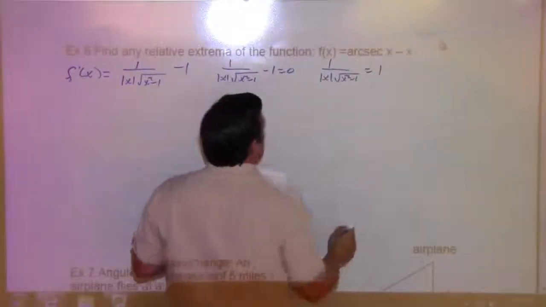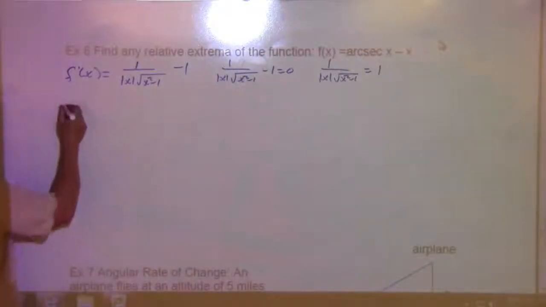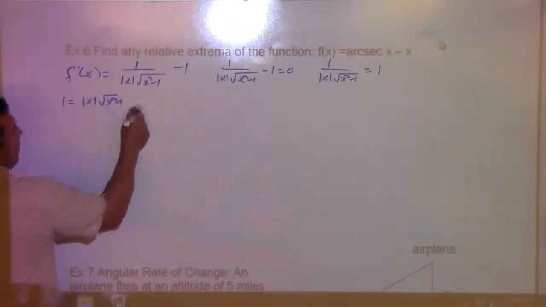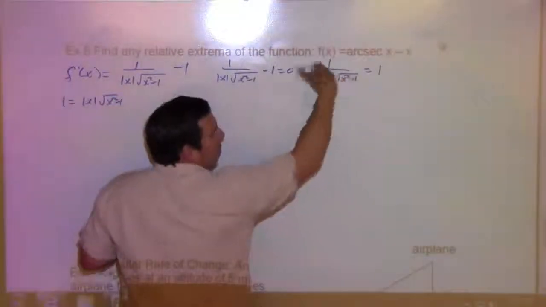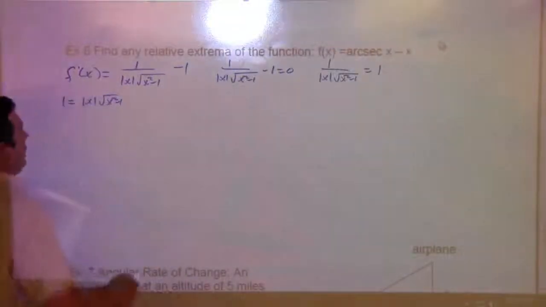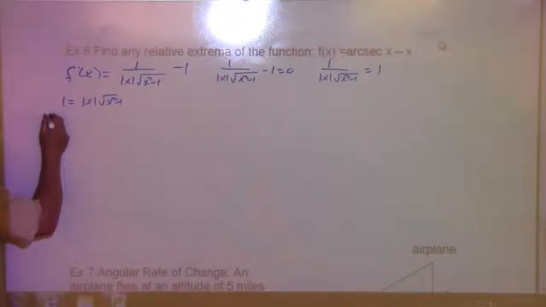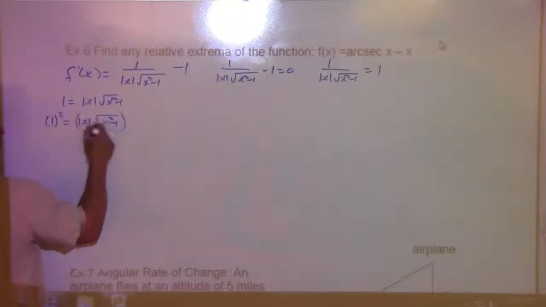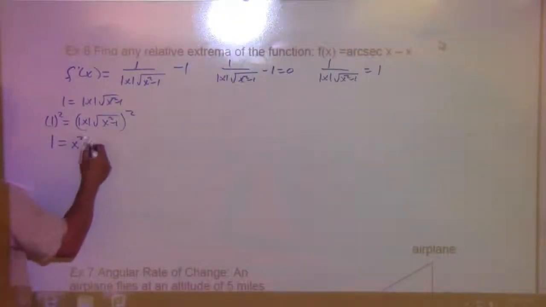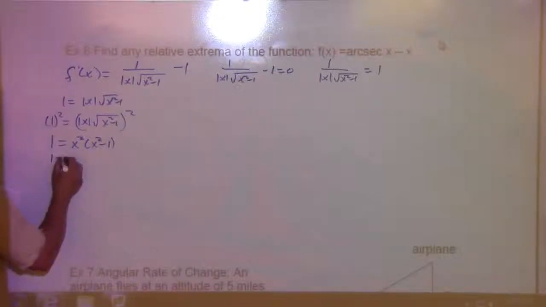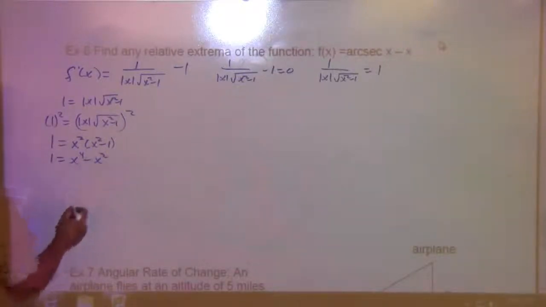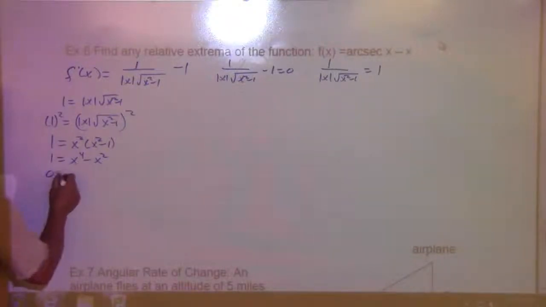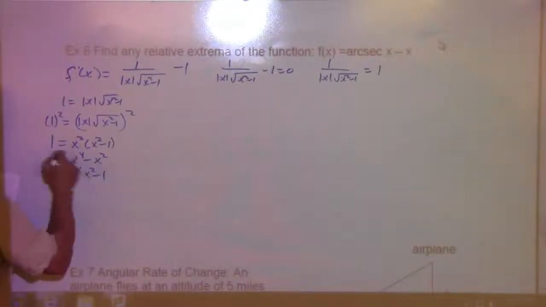So 1 over the absolute value of x times the square root of x squared minus 1 equals 1. If I multiply both sides by the denominator, I have 1 equals the absolute value of x times the square root of x squared minus 1. That's multiplying both sides by this denominator. Or you can do cross multiplication, whatever works for you. So if I square both sides, I'd have 1 equals x squared times x squared minus 1. So 1 equals x to the 4th minus x squared. So we could say 0 equals x to the 4th minus x squared minus 1.